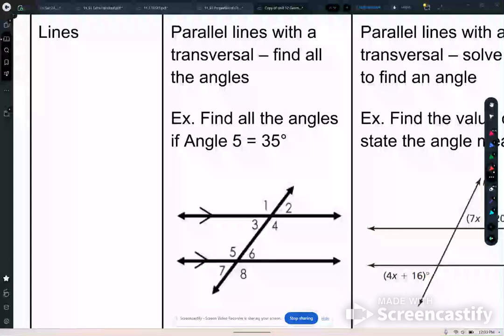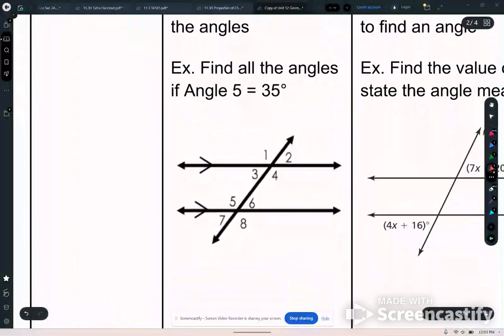So our next concept in geometry is going to be lines. And so as we look at our two parallel lines cut by a transversal, we can find all the measures of the angles given one. So in this case, we'll notice that it tells us that angle 5 is 35.